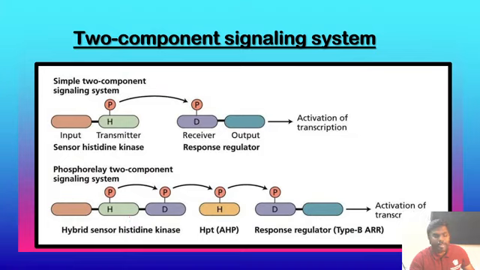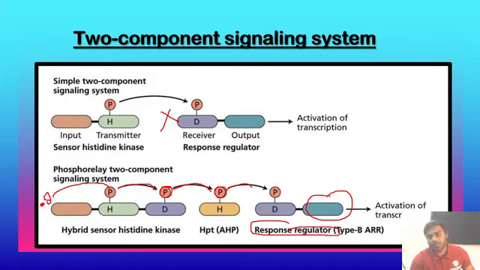Let me tell you why I call it the hybrid sensor histidine kinase. There is an input. The ligand will come and attach. Then the input sends the information to the transmitter. Now, it is not that only the receiver is associated to the transmitter afterwards; here itself the receiver is associated before. Now the receiver sends the information to the intermediate. The intermediate then sends the information to the response regulator. Finally, the output shows the response.